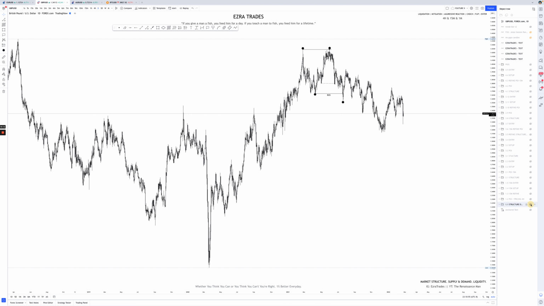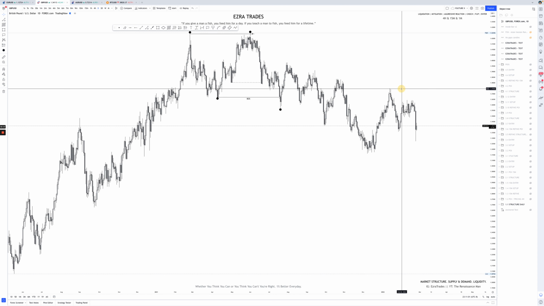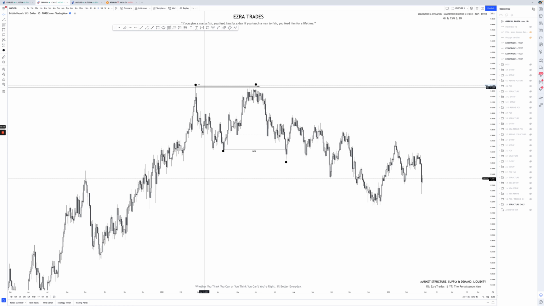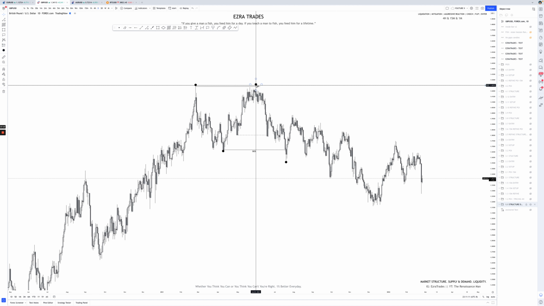So first thing, where's the first example? Here we are. All right, so first things first. We look at structure, right? In this case, we have swing structures. We have this high, we have this low. This is the extreme low that broke this high. In this case, technically, it's not a break of structure, it's a sweep. So we swept the high, right?